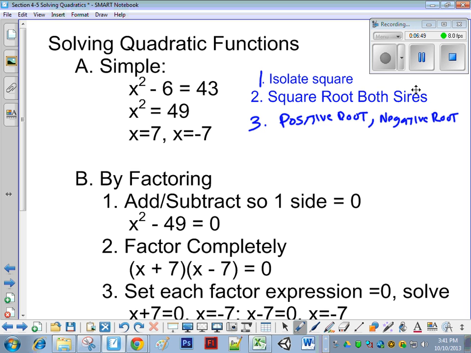So here, what I did was I square rooted x squared. I square rooted 49. Here's my positive root. There's my negative root.